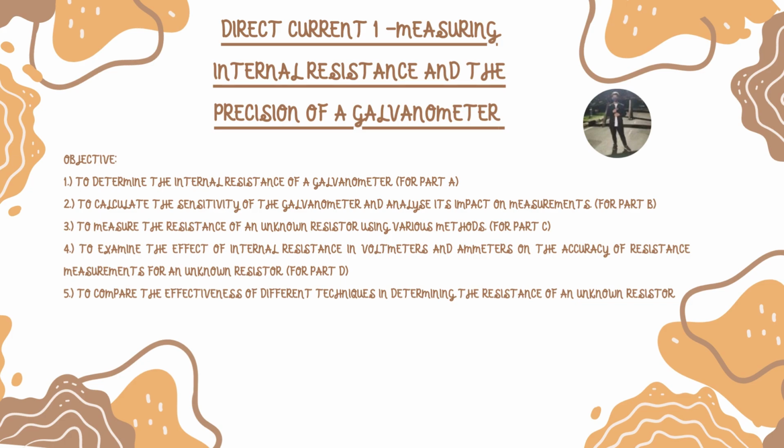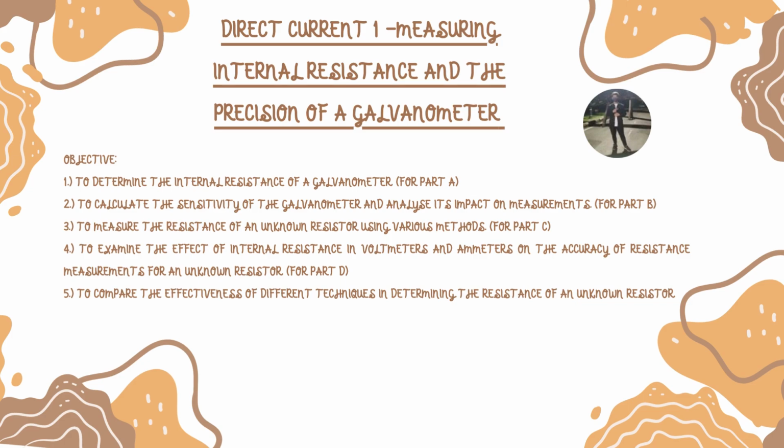Sensitivity is a vital parameter that influences how accurately the current can be measured based on the deflection readings of the galvanometer. The third objective is to measure the resistance of an unknown resistor using various methods, which is addressed in Part C. Employing different measurement techniques helps in verifying the accuracy and reliability of the results obtained. The fourth objective is to examine the effect of internal resistance in voltmeters and ammeters on the accuracy of resistance measurements for an unknown resistor, as explored in Part D.